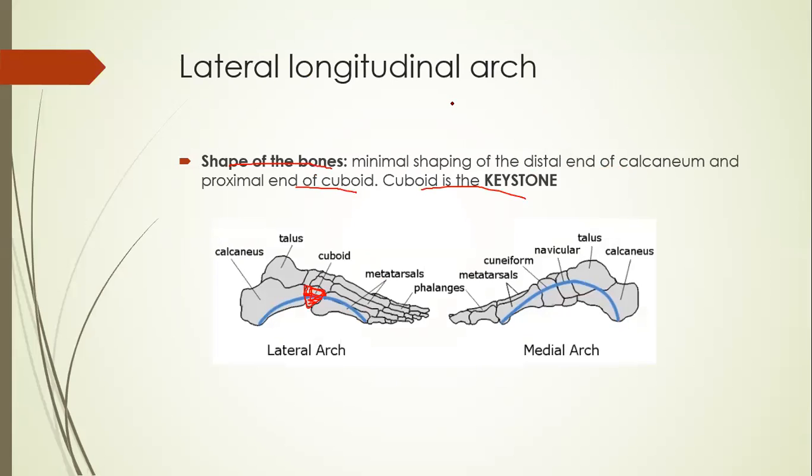Now the lateral longitudinal arch. The keystone is the main basic structure, binding units, staples and slings. The lateral longitudinal arch keystone is the cuboid bone. The calcaneus, cuboid and the lateral two metatarsals are involved to form the lateral arch.